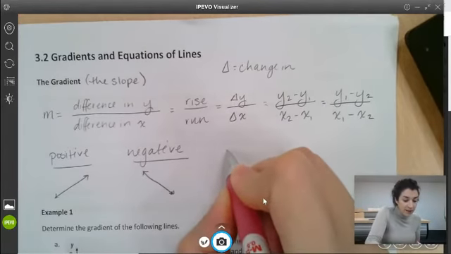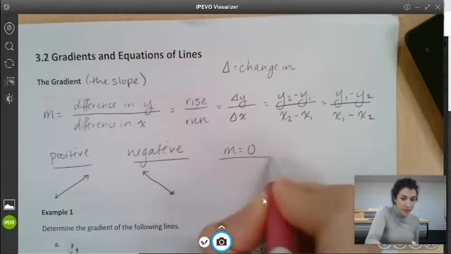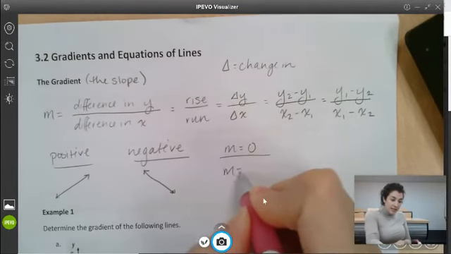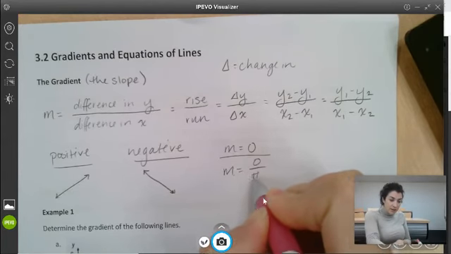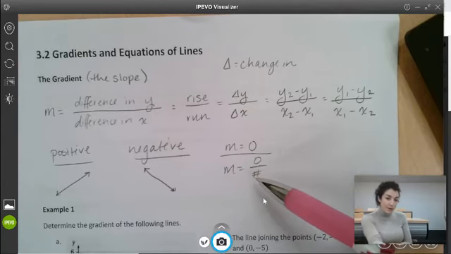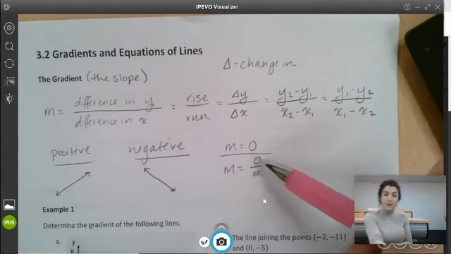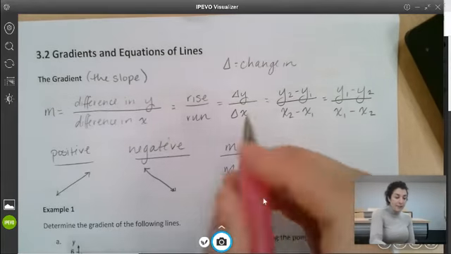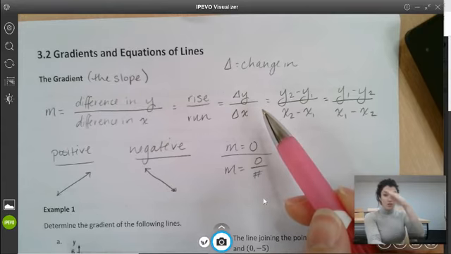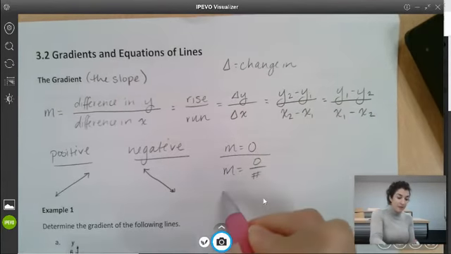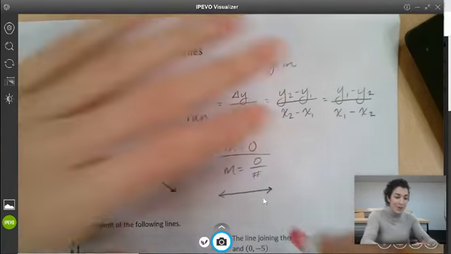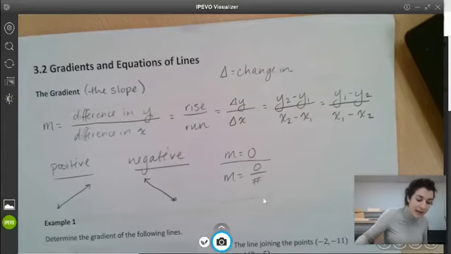We can also have a slope of 0. A slope of 0 has to mean that it was 0 over something. Remember that you cannot divide by 0. So if the slope was equal to 0, that means that the number in the numerator was 0. And if that means that the numerator is 0, that means that your y values don't change. You don't rise at all, you only run. An m equals 0, a slope of 0 is just a horizontal line. That's a pretty terrible horizontal line.